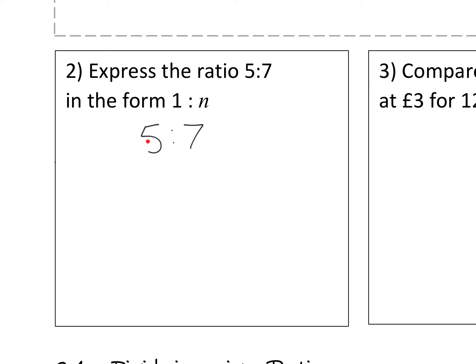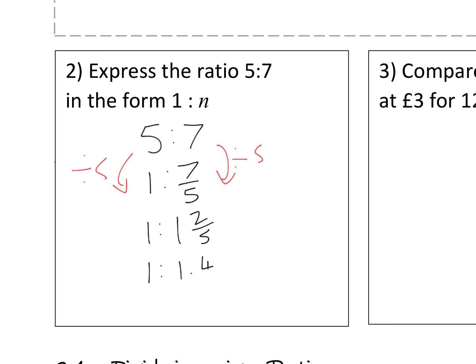So if you've got 5 and you need to have 1, that means you have to divide by 5. And you must do the same to both sides. So you would get 7 divided by 5. And 7 divided by 5, 7/5 as a mixed number would be 1 and 2/5. Or if you prefer, you could write that as 1 to 1.4 as a decimal.